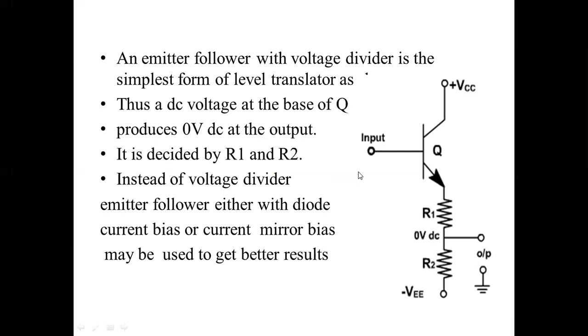Because of this, the DC level which is available from the second stage is given as it is as an input to the base of the transistor. It will produce a 0 output at the emitter terminal, and this is going to be decided with the help of R1 and R2. Instead of the voltage divider, there are a number of other circuits available as level translators. In your syllabus, they have just mentioned the types of level translators. A diode current bias circuit or some kind of current mirror bias circuit can be used for better results.